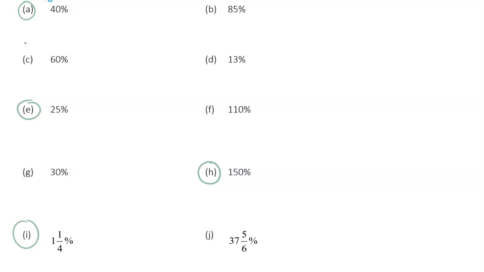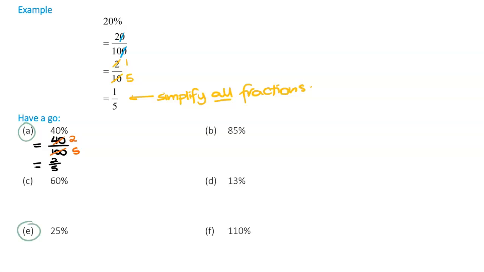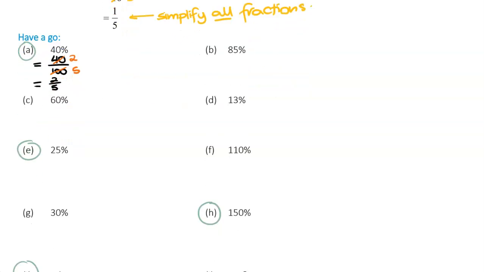Okay, so 40%. We said that we've got to divide by 100 fraction style. So that means we're going to have 40 over 100. Now you might notice that 10 goes into both of these, or you might actually notice that 20 goes into both of these numbers. 20 goes into 40 twice. 20 goes into 100 5 times. So that means we're going to be left with 2/5. And if we relate that to our previous question, 20% being 1/5, it makes sense that 40% is double that, 2/5. So that seems a reasonable answer to me.